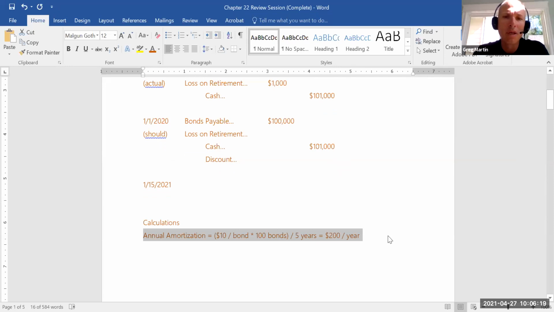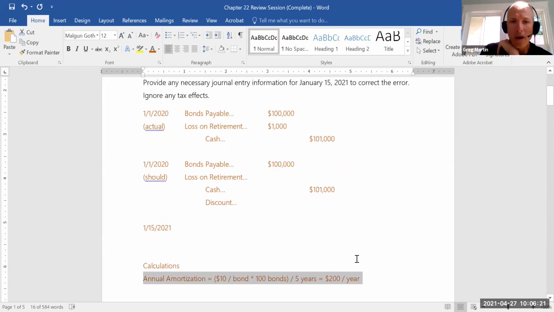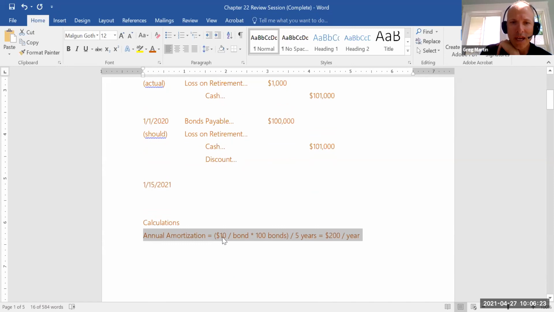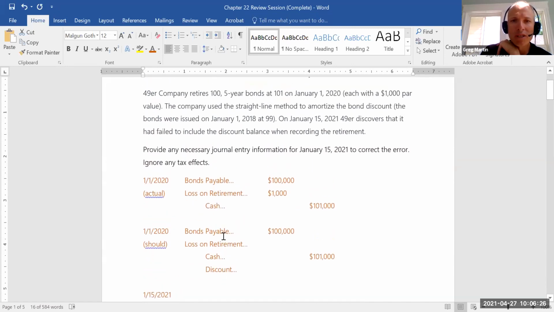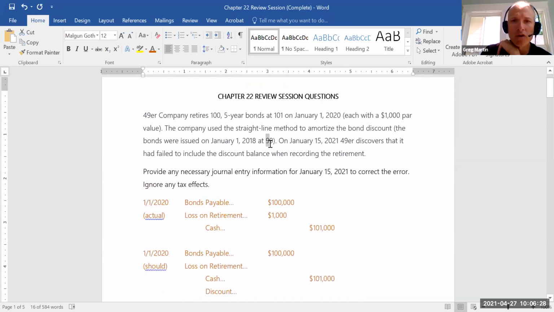Well, the original balance would have been the $10 per bond. And the reason we know it would have been $10 per bond is because they were issued at 99. 1% of $1,000 is $10. And so each bond has a $10 discount, and there are 100 of them. So 10 times 100 is $1,000. There's a $1,000 discount balance when these are originally issued.